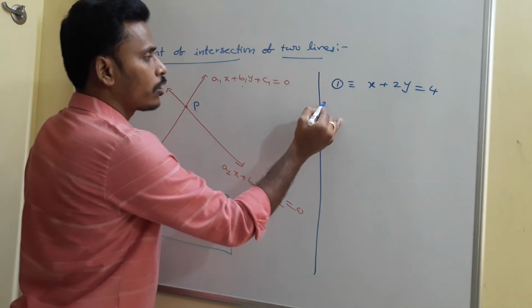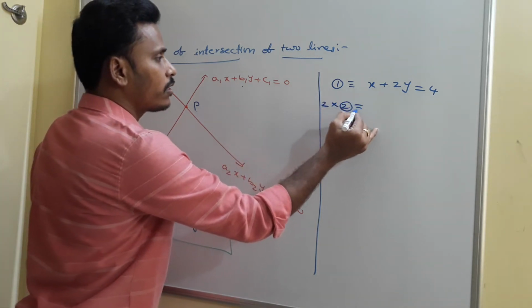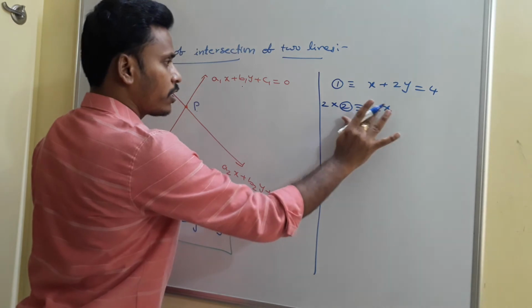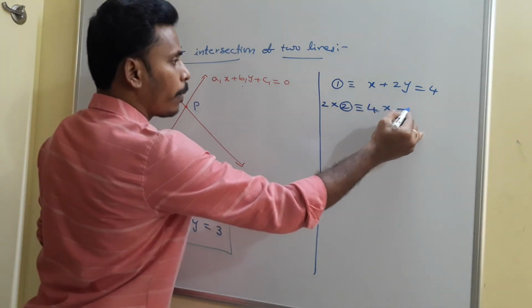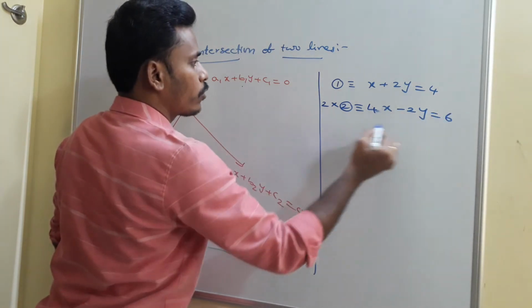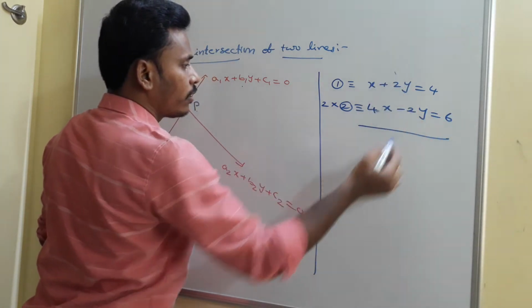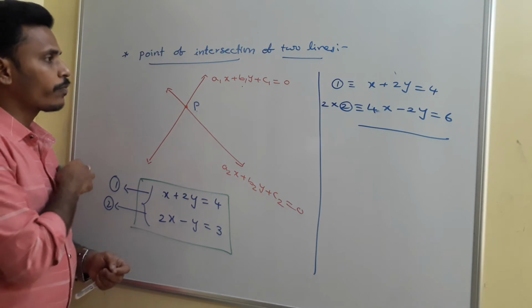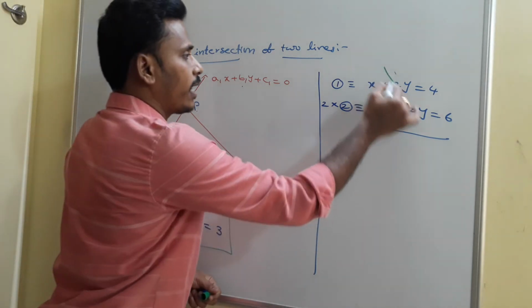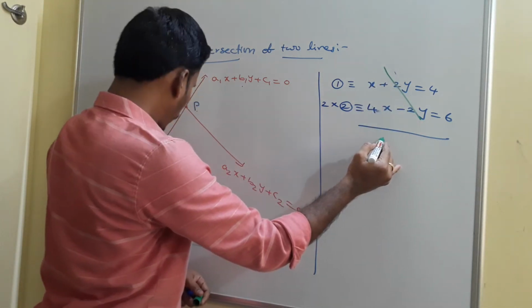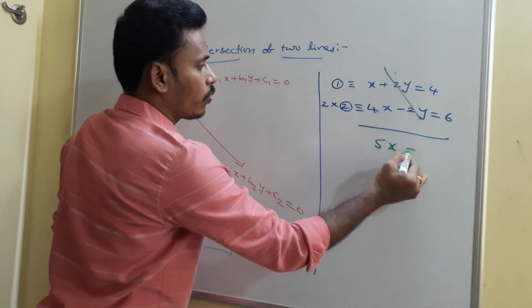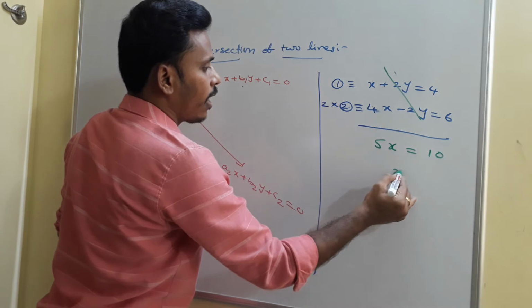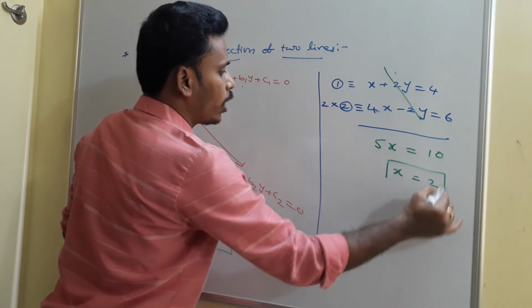So 2 times the second equation is, this is already 2x, we are multiplying with 2, 4x minus 2y is equal to 6. And if you add these two, the 2y and 2y get cancelled. x and 4x give 5x is equal to 6 plus 4, which is 10, and x is equal to 2 is the value of x.